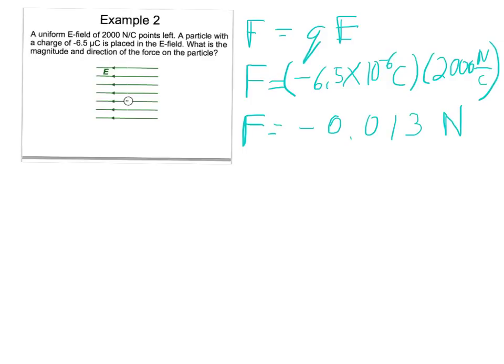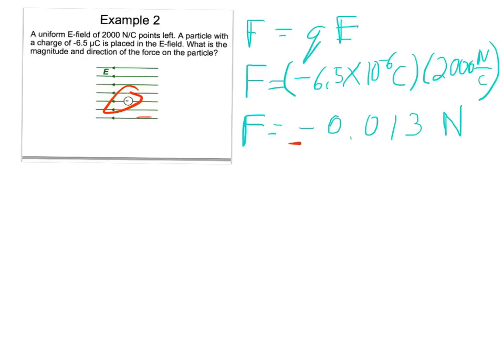Okay, so here's my work for finding the magnitude. F equals QE. The charge on the test charge is negative 6.5 times 10 to the negative 6 coulombs. The strength of the electric field is 2,000 newtons per coulomb. I multiplied those together and I got negative 0.013 newtons. Now that negative is interesting because it's already kind of answered the other question.